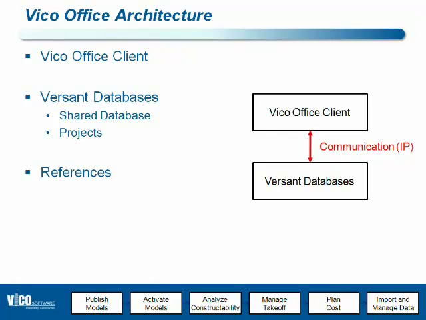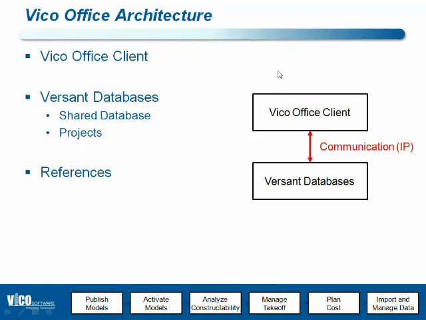But first, the Vico Office architecture. When you start Vico Office, you start the Vico Office Client. And the Vico Office Client has all kinds of functionality included in it, which is delivered through modules. The Vico Office Client contains all those modules, but the modules are activated or deactivated based on the presence of a license. So the Vico Office Client is what you see here.